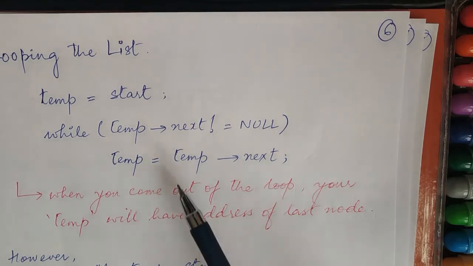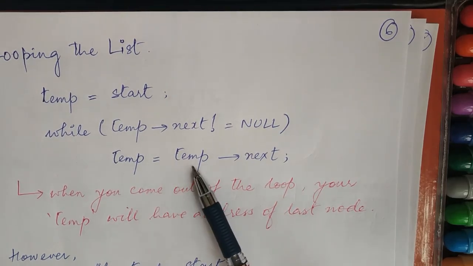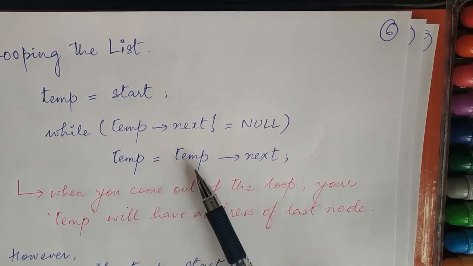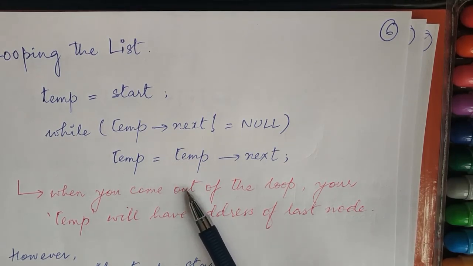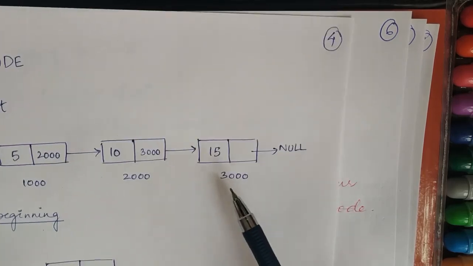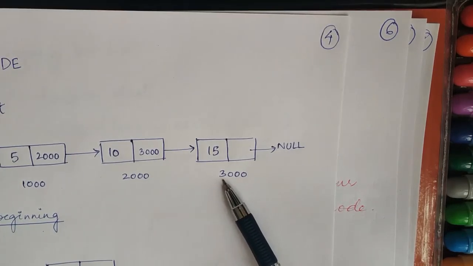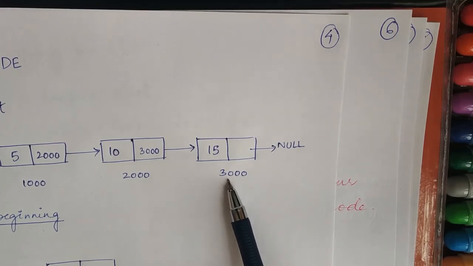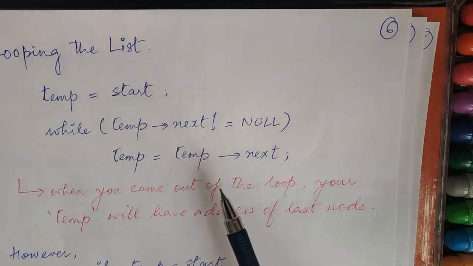Now this loop, when you exit this loop, you are at the last node of the linked list. Okay, you are at the last node of the linked list, which is this node. But this is the node that we are going to delete. So let's keep that on hold right now and then see.